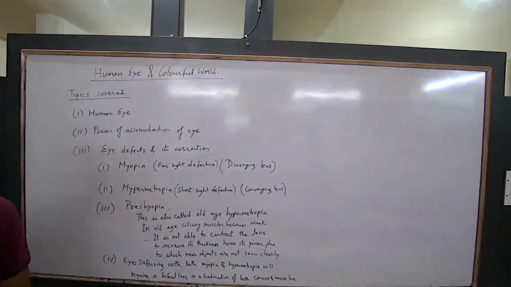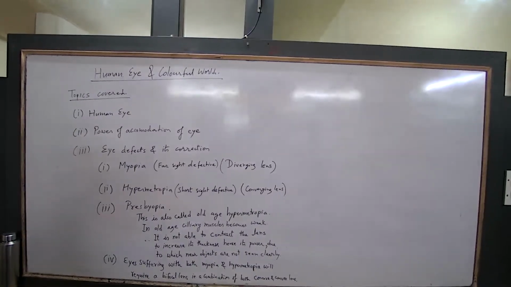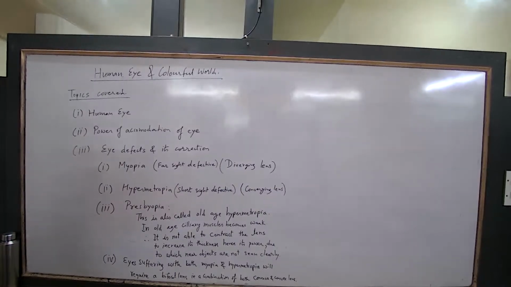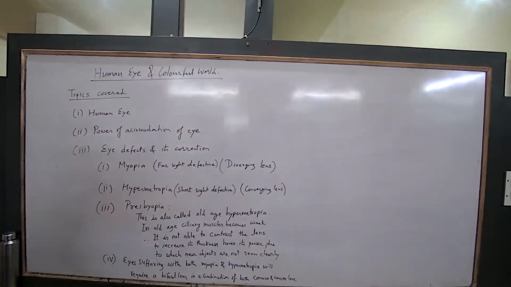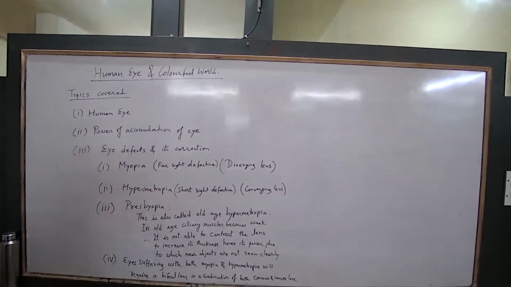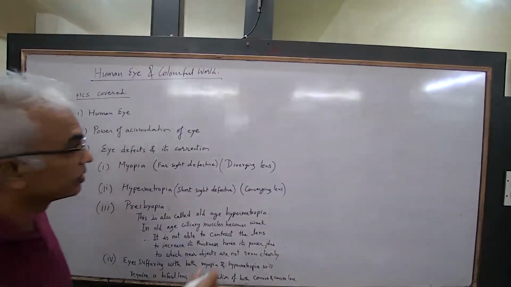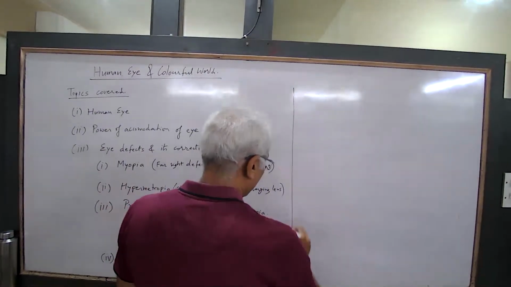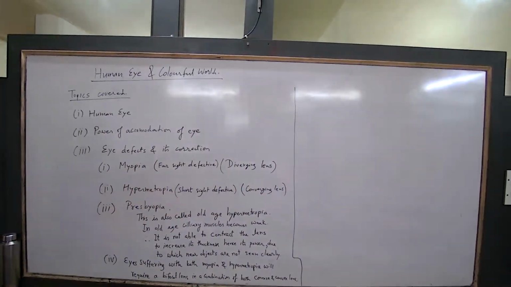Color blindness is not an optical issue, it's biological. It has to be treated differently. Lenses can do only converging and diverging, so that is not in this scope. Okay, it will be in biology. Here we are only discussing the optical aspect.